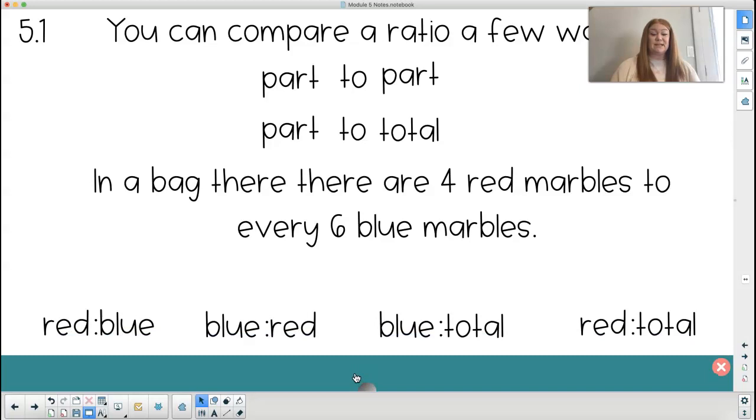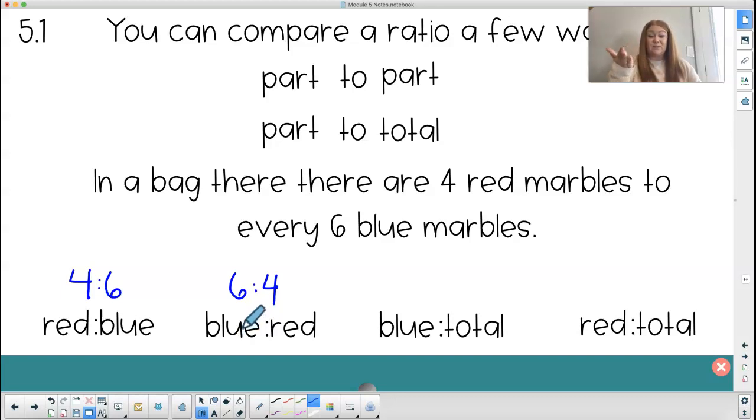So we're going to answer these questions here. Red is 4 to how many blue is 6. Red to blue is 4 to 6. If it asked us what is blue to red though, the answer would be 6 to 4. So that order matters. If it asks you what's blue to red and you say, well, it's 4 to 6, that would say that I had 4 blue if you answer 4 first.